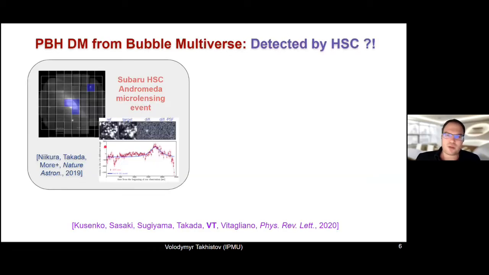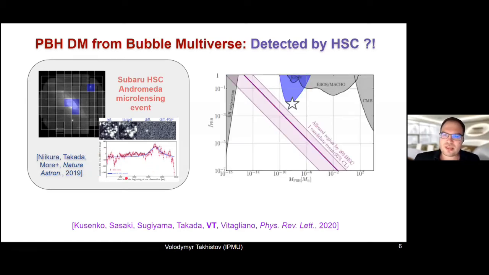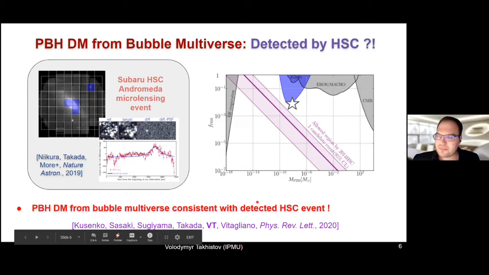And what has been very exciting is that recently, and we already heard some talks about this, IPMU-led observations with Super HSC of the Andromeda Galaxy, a microlensing survey, have detected a very interesting event. The results were published in Nature Astronomy recently. And what is interesting is that this event is consistent with such a broad mass distribution from the PBHs from the Bubble Multiverse that I have been advertising, where you can explain all of dark matter lying in the open parameter space. And so this is, of course, very exciting.